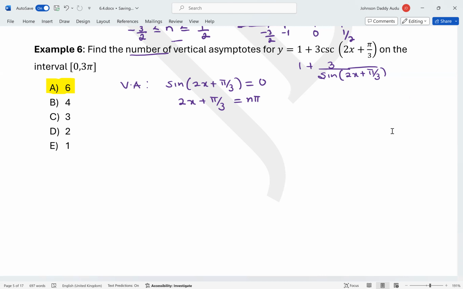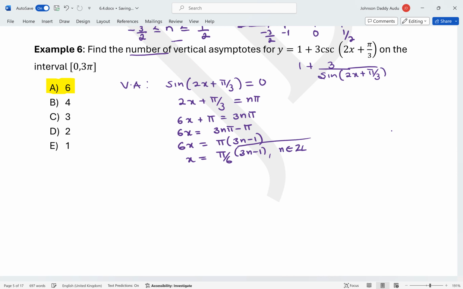So here we can multiply by 3, so that here becomes 6x plus pi is equal to 3n pi. So it means that 6x is equal to 3n pi minus pi. So 6x, you take pi out, you will have 3n minus 1. So x is pi over 6, 3n minus 1, and this is n is in Z. So we have this one. Correct?